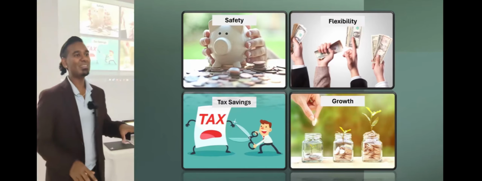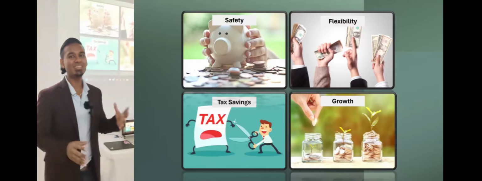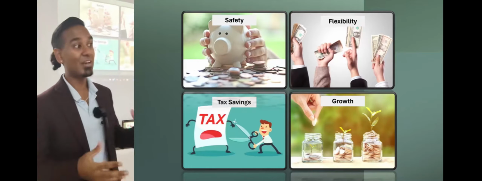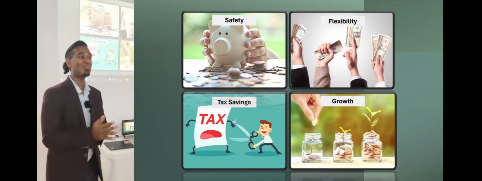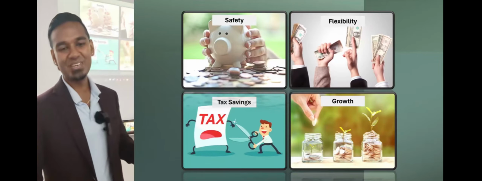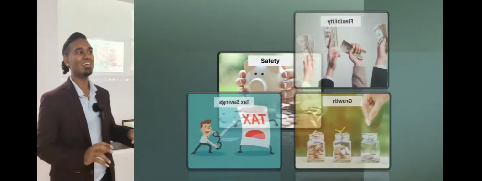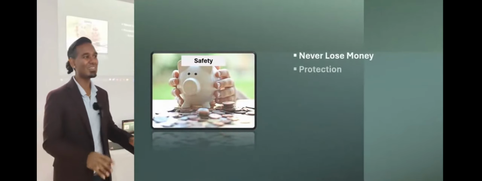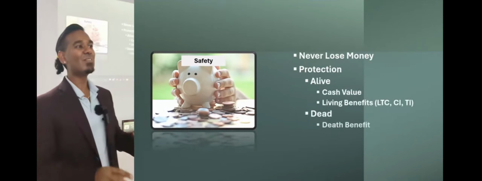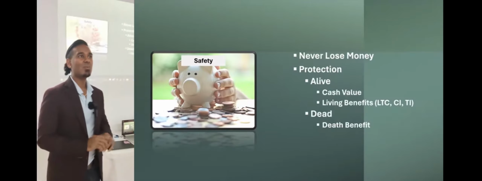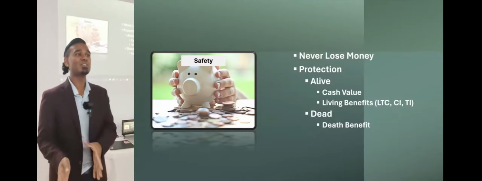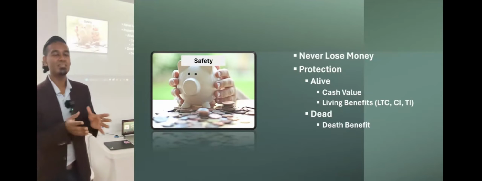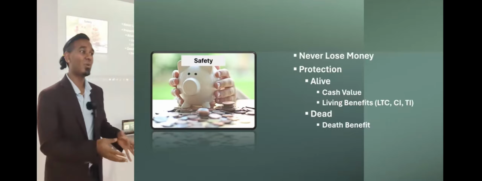There are 4 main components that make this account or product a great account to have: safety, flexibility, tax savings, and growth, right? So to go into each of these in order, the first aspect is safety, right? You never lose money in these accounts. The way the account works, there are 2 aspects to it: the actual life insurance death benefit, and the cash value that you have access to while you're alive.